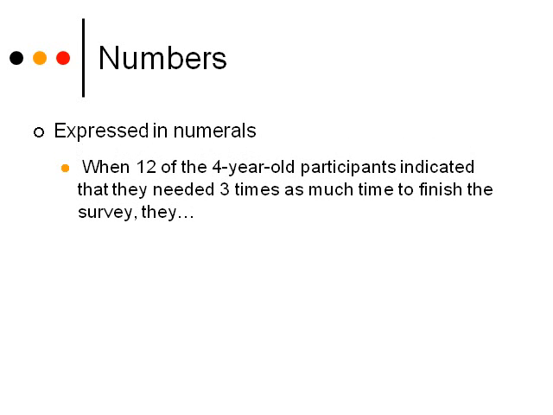An example of some of these things all together in one sentence. When 12 of the 4-year-old participants indicated that they needed 3 times as much time to finish the survey, they blah blah blah. So 12 is a numeral because it's greater than 10. 4 is a numeral because it's having to do with age, and then 3 is a numeral because it's a mathematical function. Okay? So when it's not those things, the numbers are often expressed in words.